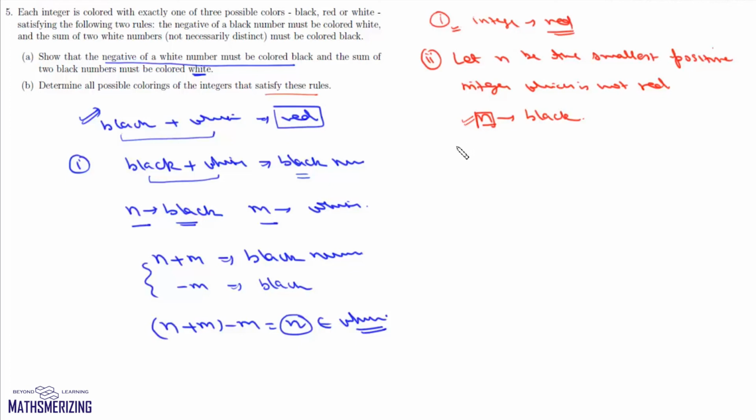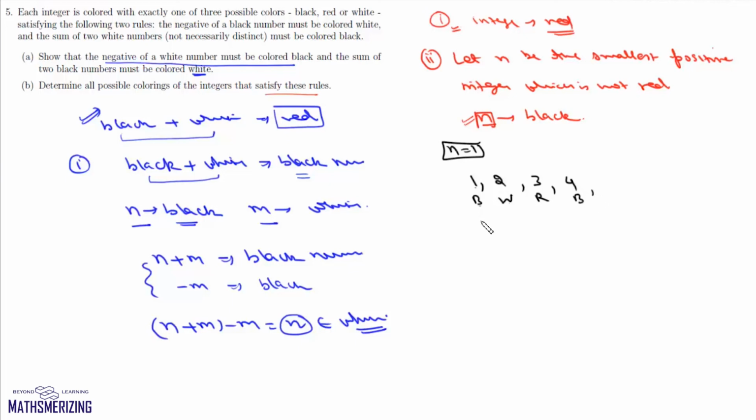Now what we'll say is, suppose this n is 1. That is, suppose 1 is the smallest integer which is painted black. So if 1 is black, then 1 plus 1 is 2, and the sum of two blacks is white. So if 1 is black, then 2 is white. Now if we add 1 and 2, 1 plus 2 is 3, so the sum of black plus white will be red. Now 2 plus 2, the sum of two whites, is black, so we'll get 4 as black.